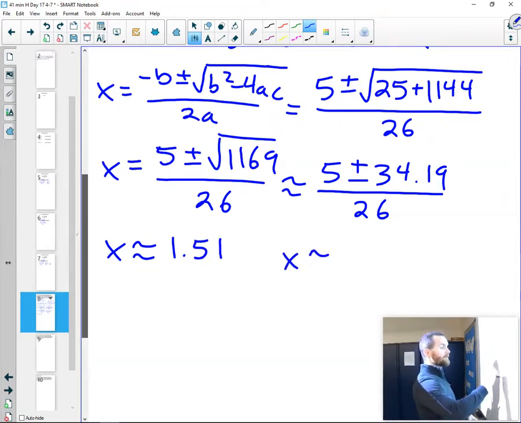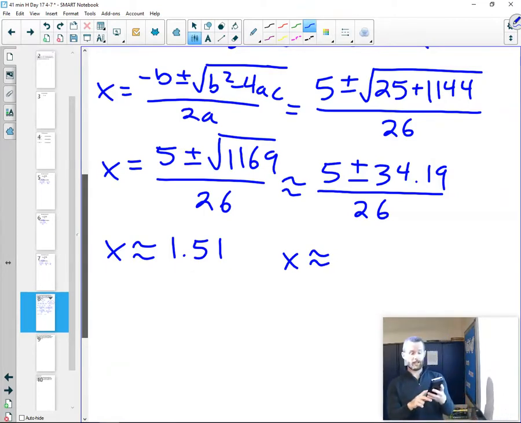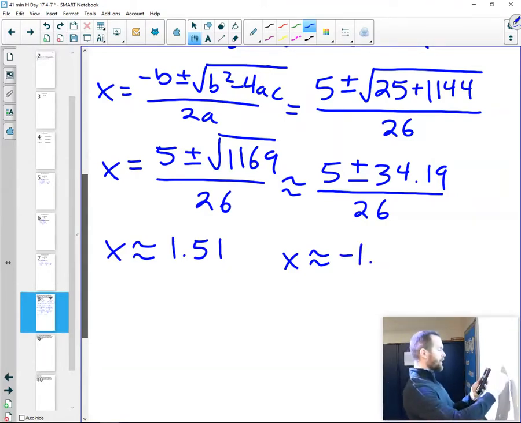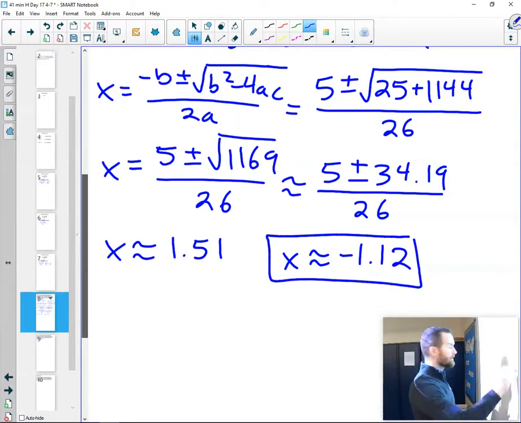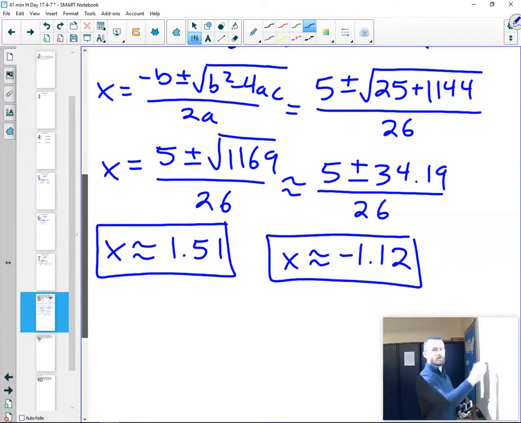That's our first answer. Then the second answer, we're going to subtract. So I hit 5 minus 34.19. Hit enter or equals. Then I divide that by 26, and we get negative 1.122. So we'll say negative 1.12. And those are our two real solutions.